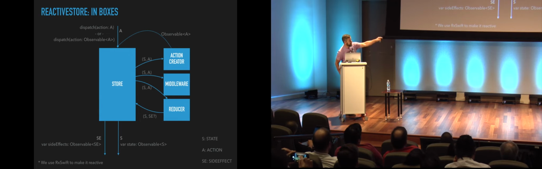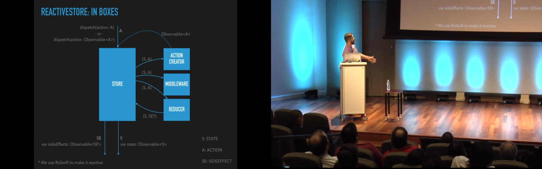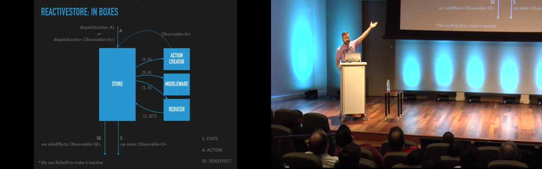So down at the bottom there, you can see we have three sorts of types in the system. We have state, action, and side effect. We'll go over what all of those are, but just know that a store takes in actions and produces states and side effects. The public API for the store is just one method called dispatch, which takes an action. You can also dispatch an observable that contains the action. We're using RxSwift to make it reactive.